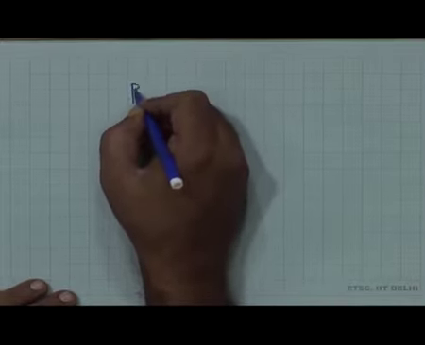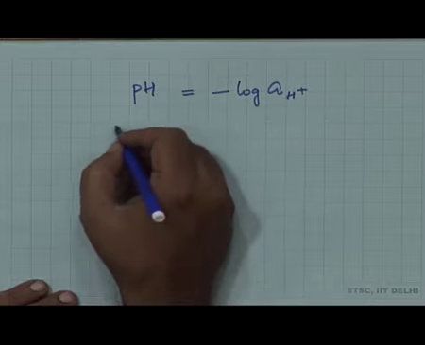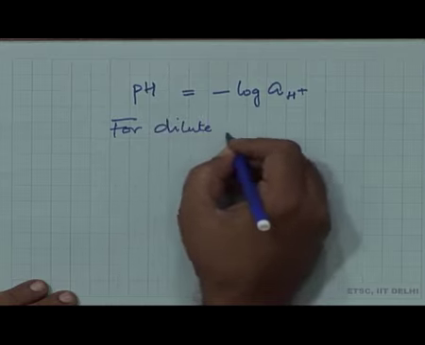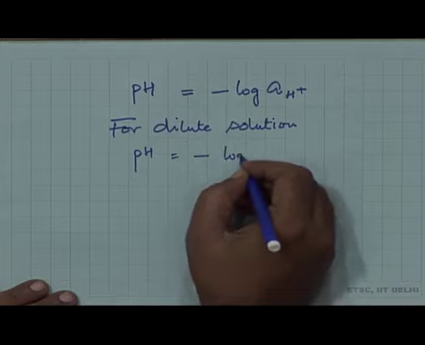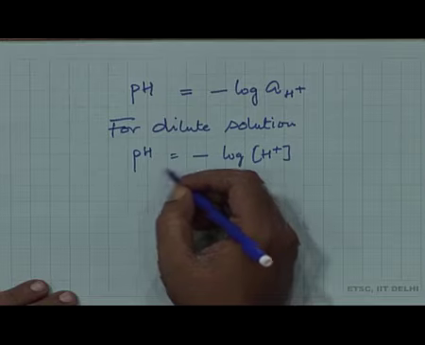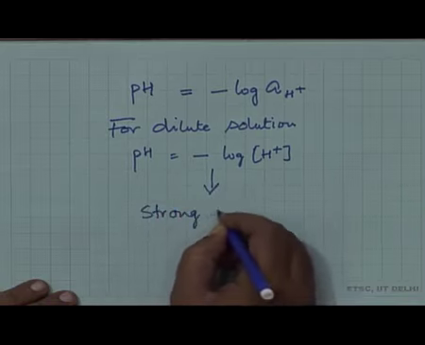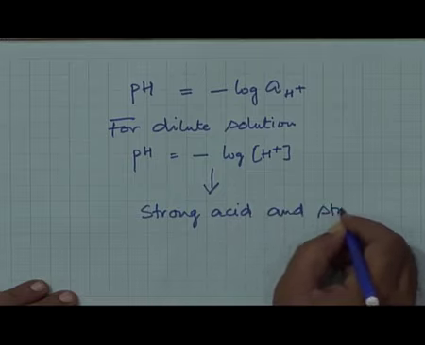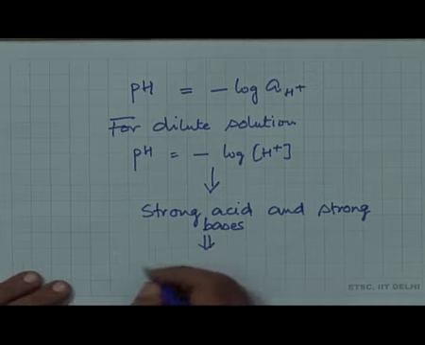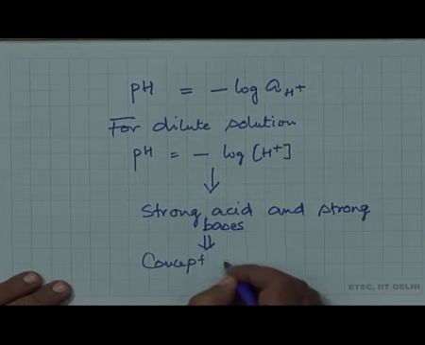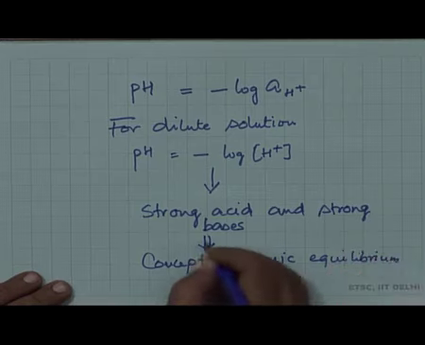I have already discussed with you what pH is. pH is minus log of the activity of H plus ion concentration, and for a dilute solution this is simply pH equal to minus log H plus ion concentration. We have already discussed how to calculate pH for a strong acid and strong bases. Here we do not need to apply the concept of ionic equilibrium.